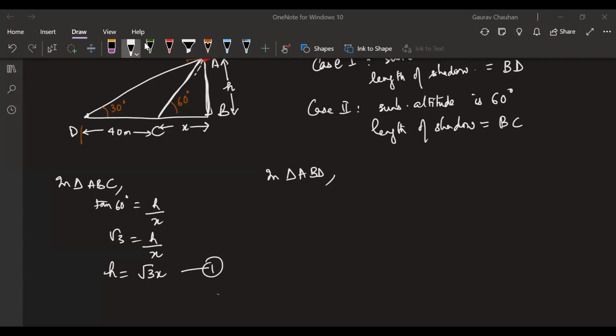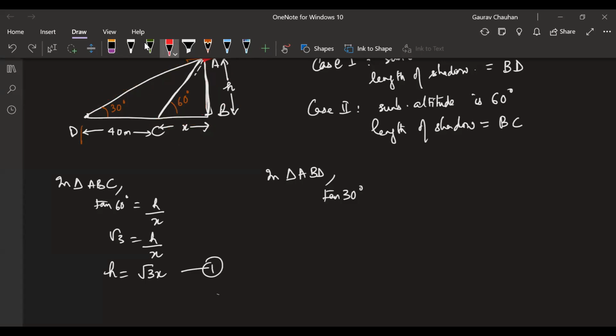All right. This is my first equation. Now in triangle ABD, I will look at triangle ABD. Tan 30 degrees. Again, why am I taking tan? Because if I take this, I need X also to be there, I need H also to be there. If I take this, I'll get another variable, unnecessarily complicating things. So I don't want this. I'll take tan or cot.